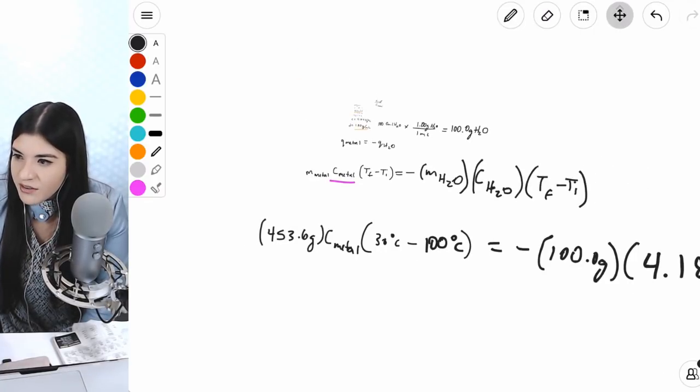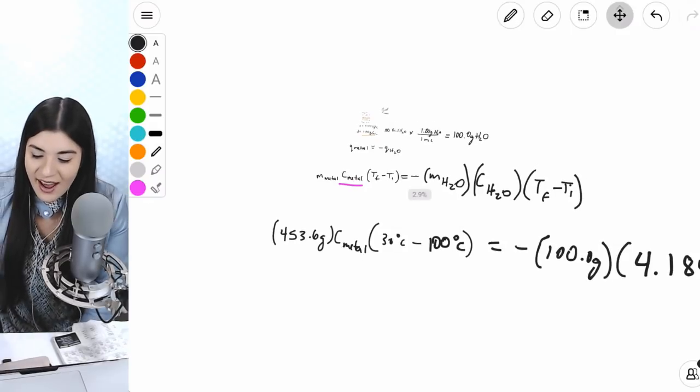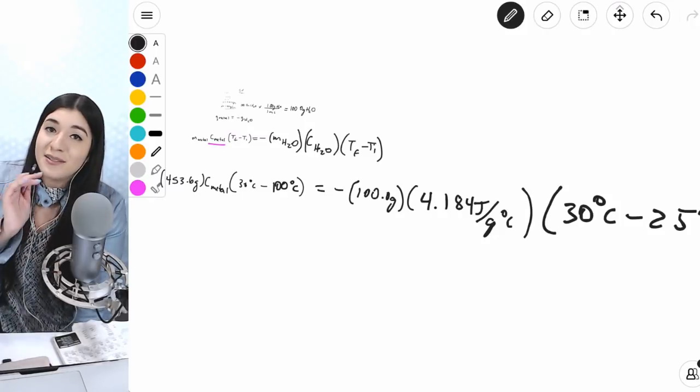Let me make sure I read everything right. Looking at the wrong one: with a temperature, there's so many temperatures, there it is. Okay, yeah, so this is fine. What I'm going to do now is a bunch of math.